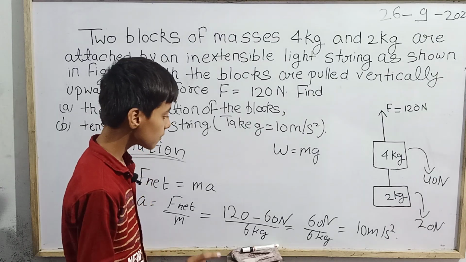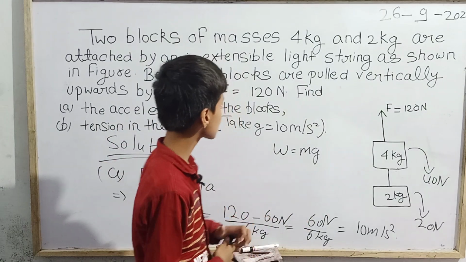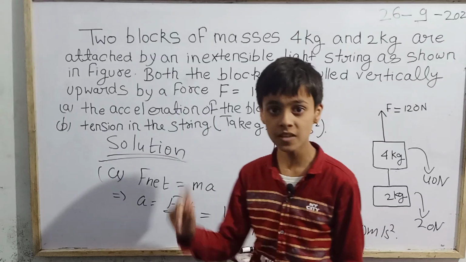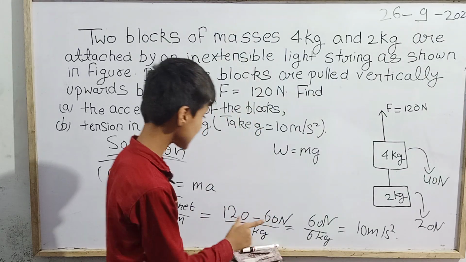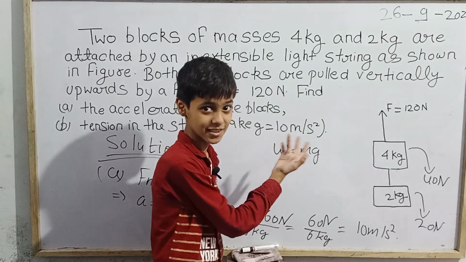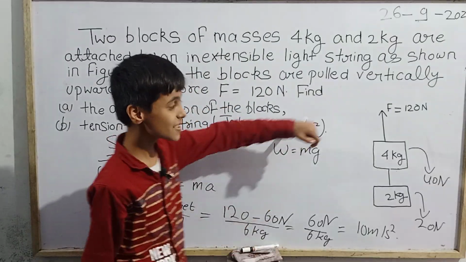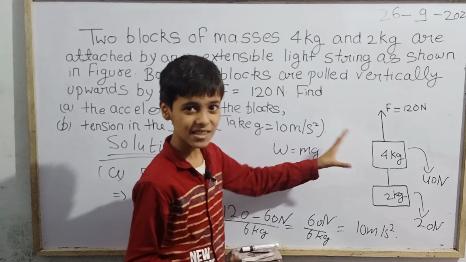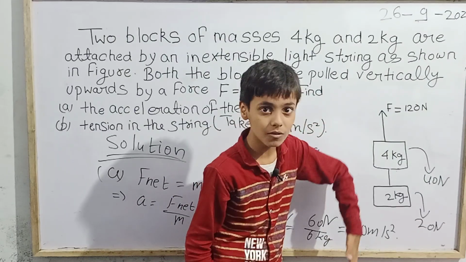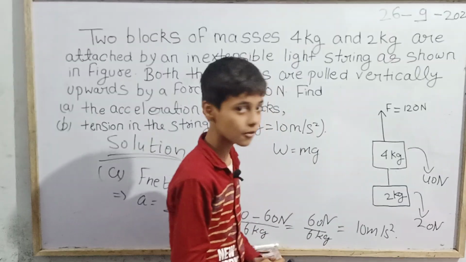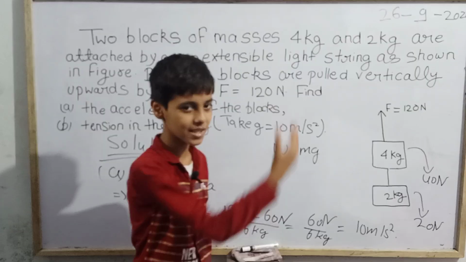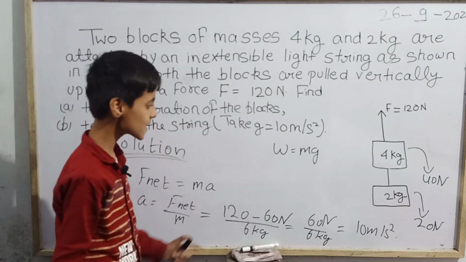Now, we have to calculate two things. First is acceleration, second is tension. The first answer has come out, that is acceleration, 10 meters per second square. That is equal to g, which is 10 meters per second square. This is a very interesting question, because acceleration of every block, of every matter, normally happens downward, but here those two blocks are accelerating upward.